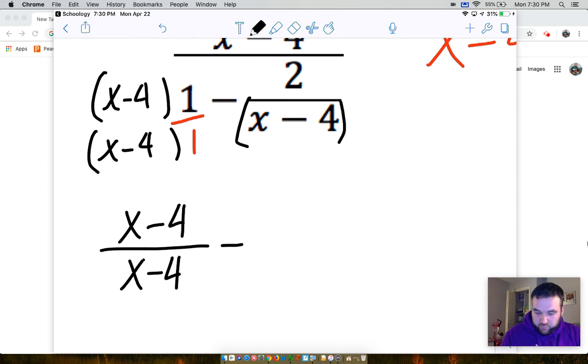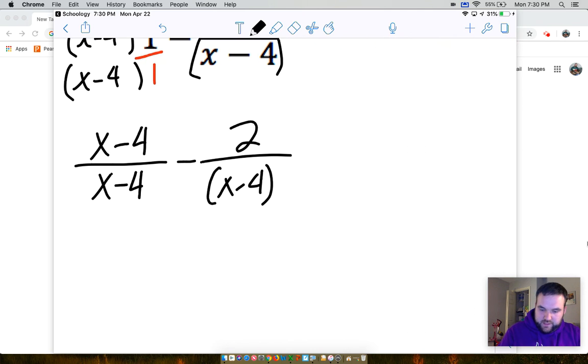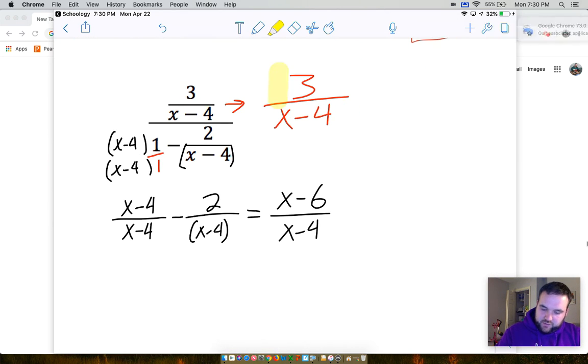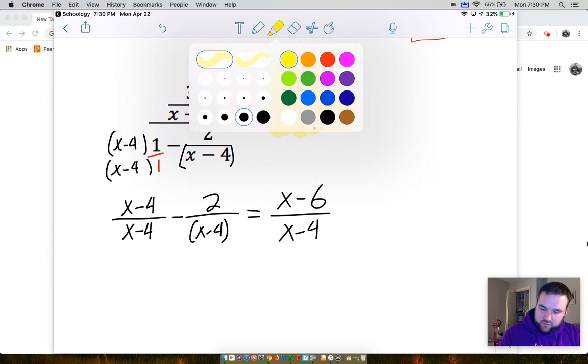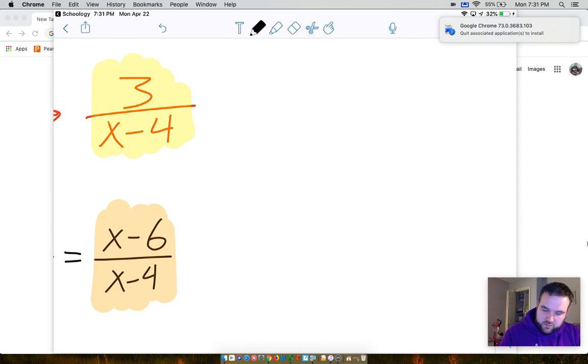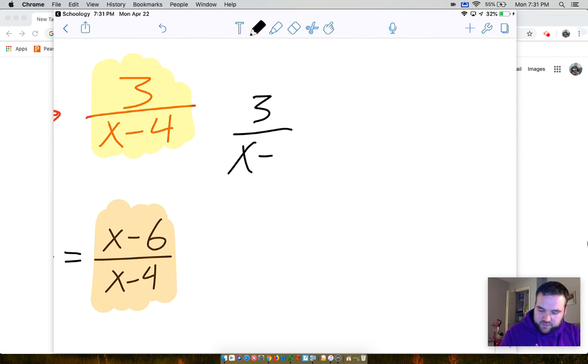And this is a minus problem, which is a little tricksy. It's not as bad because the second numerator is just one number. So all I have to do is remember to subtract 2. So when I combine that, x minus 4 minus 2 is x minus 6 over x minus 4. So here is top fraction, and here is bottom fraction. So I'm going to go ahead and set these as a division problem. So 3 over x minus 4 divided by x minus 6 over x minus 4.